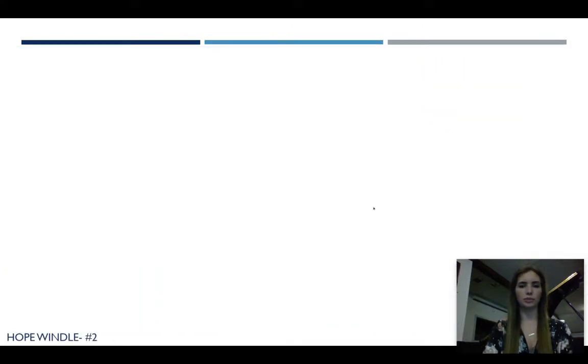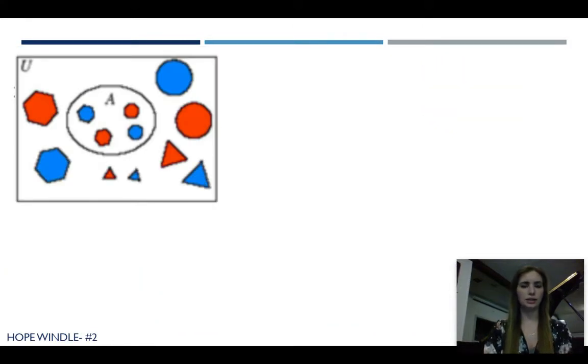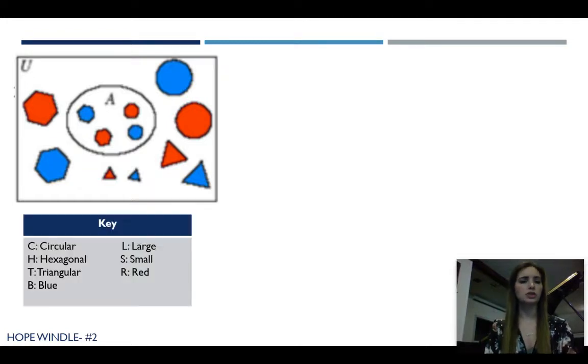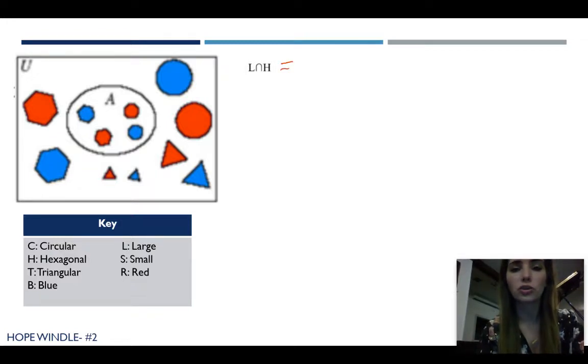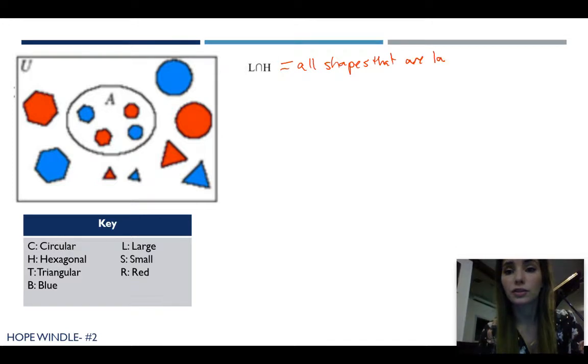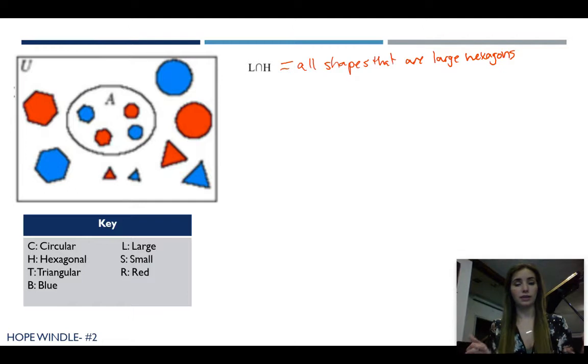to another style of chart and sets. These sets are going to contain shape and color elements. So let's use this key, and we're going to let these letters represent these items. Let's try to figure out where large intersect hexagonal. So this basically means that this is all shapes that are large hexagons, because we want the shapes that are large and hexagonal.